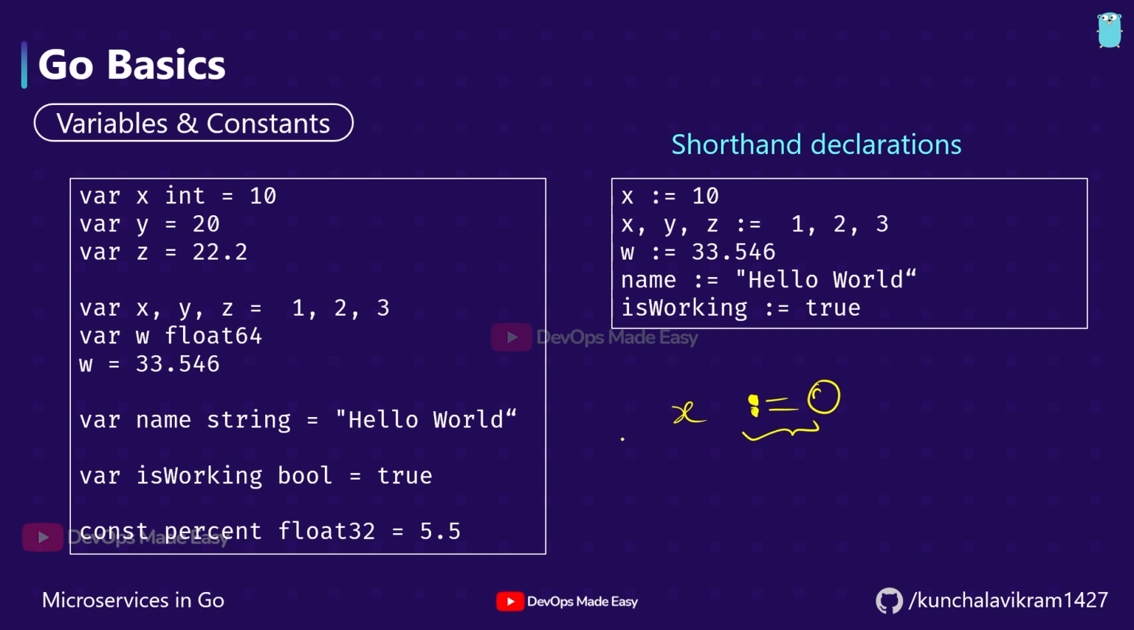colon equal to. It is just like using var x int is equal to 0. In the shorthand we are using x colon is equal to 0.